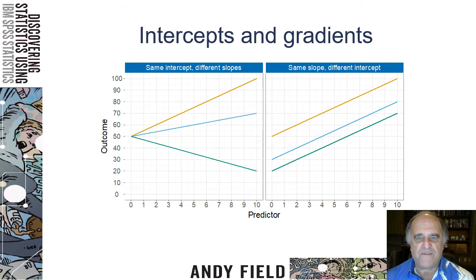Of course, we can have different intercepts and different gradients. So Field is just showing you here's three regression lines that would all have the same intercept but different slopes. Here's three regression lines that would all have the same slope but different intercepts.